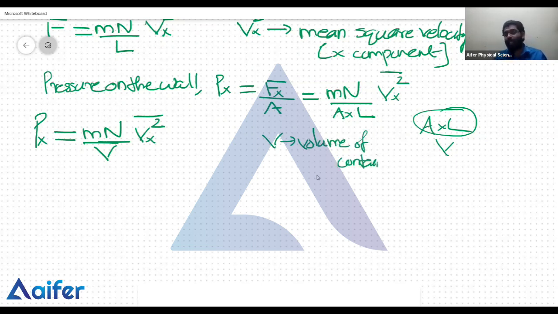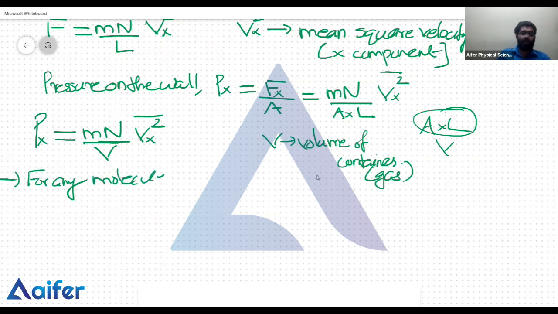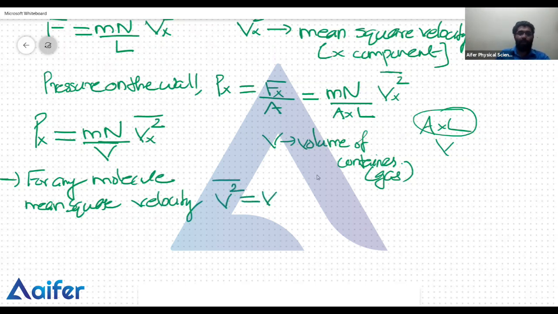There is an assumption in kinetic theory: volume of the container is equal to volume of the gas. Therefore, V is the volume of the gas also. Okay. Now we are making a statement for any molecule. For any molecule, the mean square velocity, which is V bar square, will be equal to Vx square bar. Oh, I'm sorry for that.